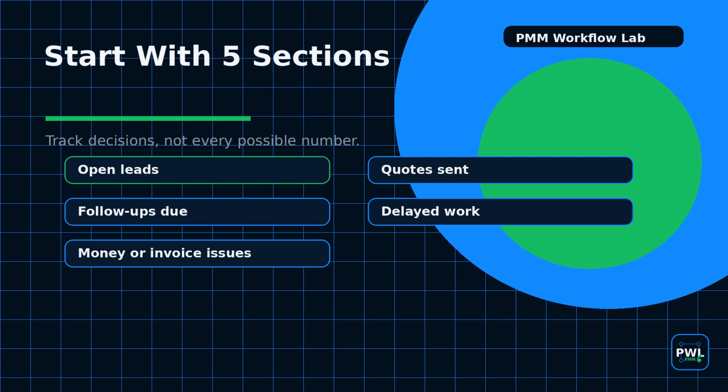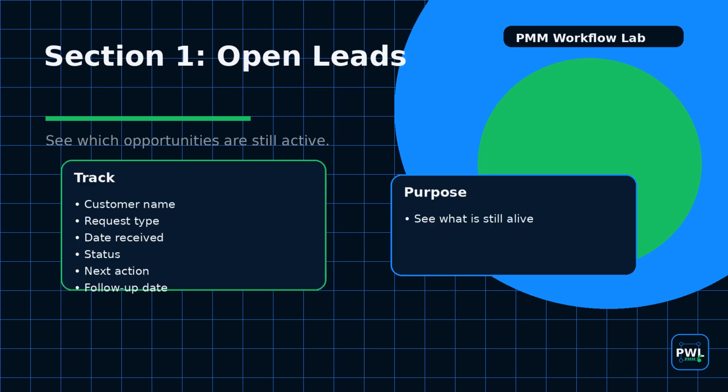The first section is Open Leads. This is where you track how many people have contacted you but have not become a customer yet. Add columns for customer name, request type, date received, status, next action, and follow-up date. The point is to see which opportunities are still active. The second section is Quote Sent. Track customer name, quote date, amount if you have it, status, and follow-up date. This helps you see where potential revenue is sitting. If a quote was sent and nobody followed up, that is a leak.